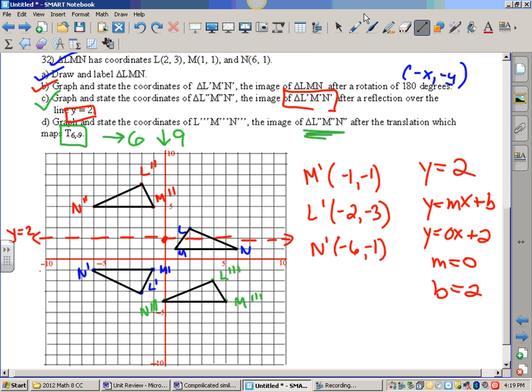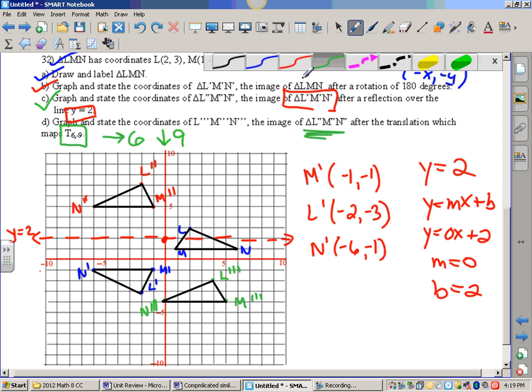You're done. And the last thing to do, technically, I said to state the coordinates. All right. You should have your coordinates of L triple prime. You're going to walk to 4, fall to -2. M triple prime, you walked to 5 and fell to -4. And then N triple prime, you didn't walk left or right at all, and then you fell 1, 2, 3, 4 to -4. And then you'd be all set, guys.